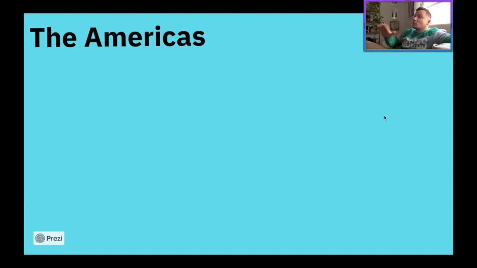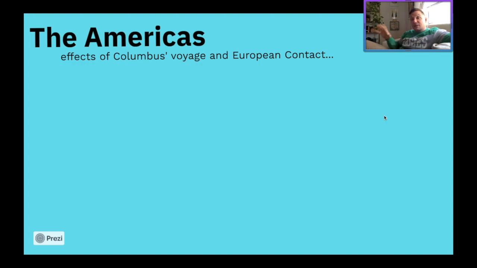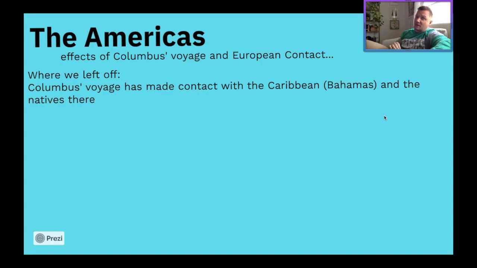We're going to start talking about North and South America and their involvement in this storyline during the Age of Discovery, or European exploration from the 1500s forward, right? Now, in the Americas, where we last left off is that Columbus has stumbled upon something, right? He was, of course, trying to find a route to India by going west and popping up on the other side of the world, but then he ran into 2 very large continents, right? The effects of Columbus's voyage and of European contact cannot be understated, right?